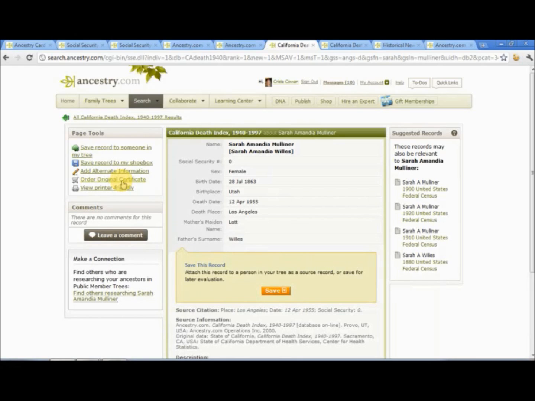So I always pay close attention to that informant, not just so that I know what their relationship was, so that I know to what degree to trust the information, but also because of those daughters who get married and change their names. So this California Death Index is a great source to do that. And a lot of states provide this level of information.